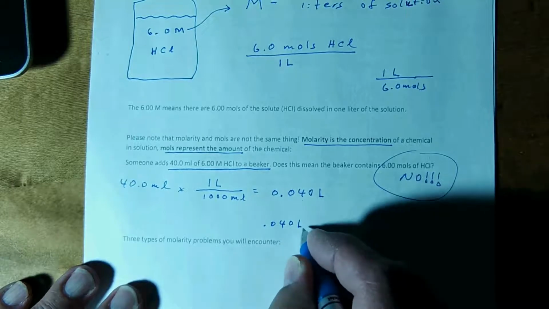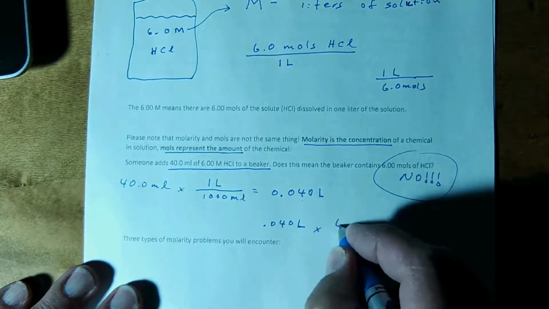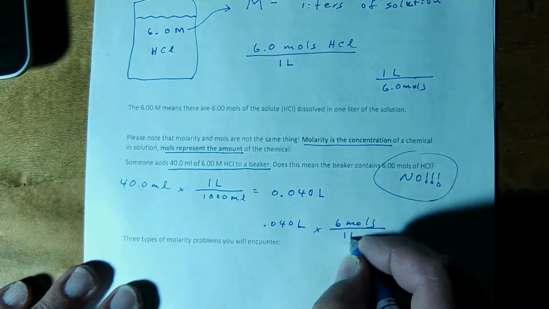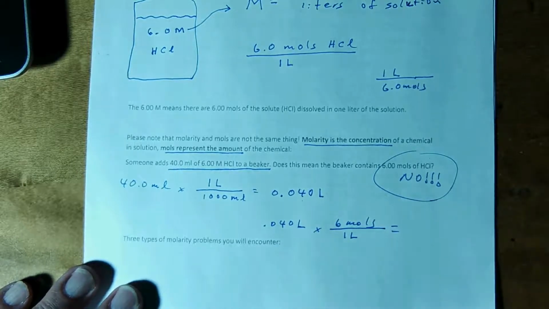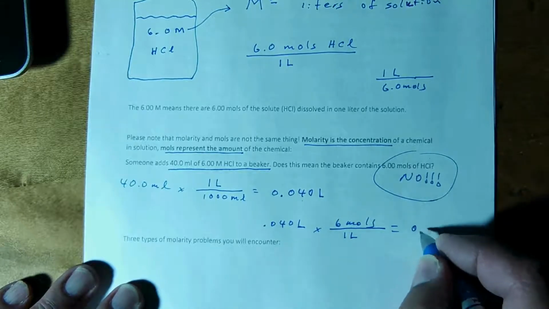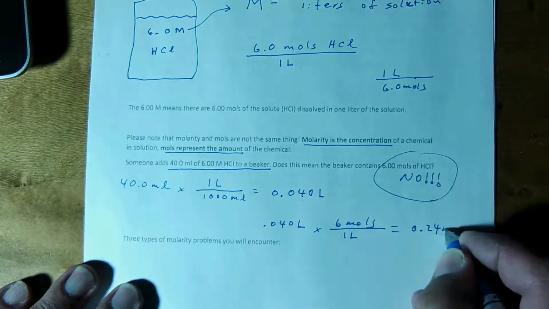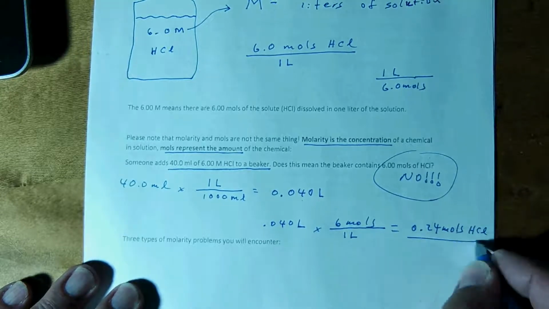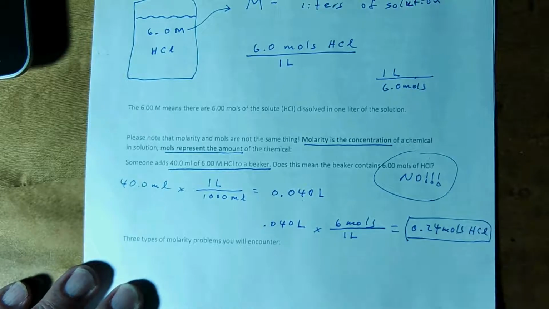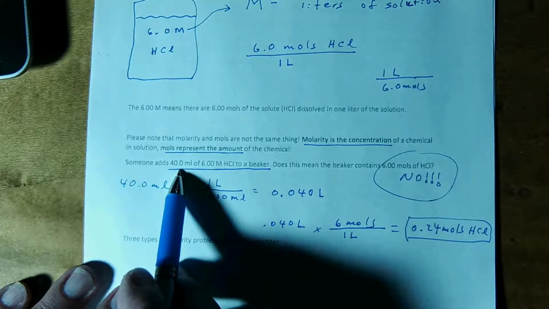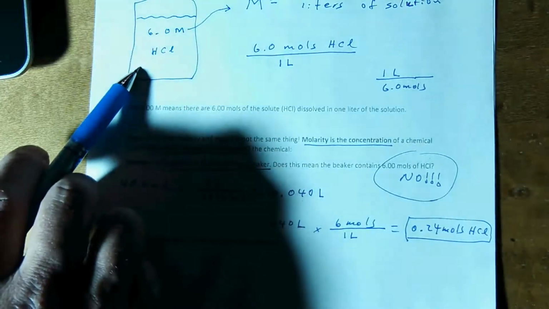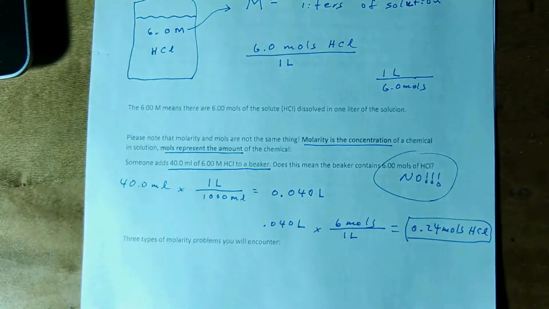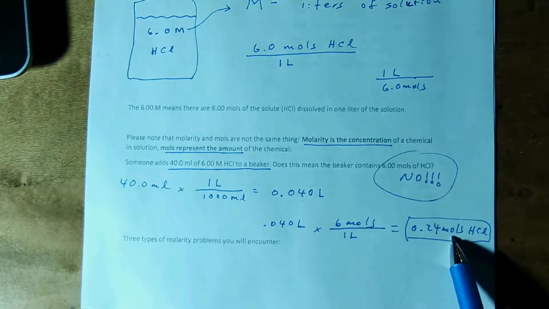0.040 liters times 6 moles per 1 liter is going to be 0.24 moles of hydrochloric acid. So if you add 40 milliliters of stuff from this bottle, so 40 milliliters of this concentration, hey, you've added that much. You've added that amount.